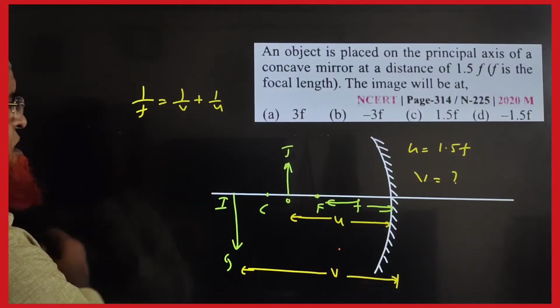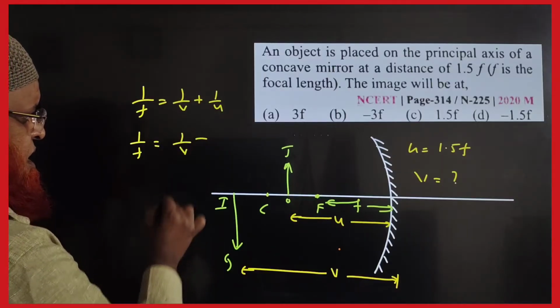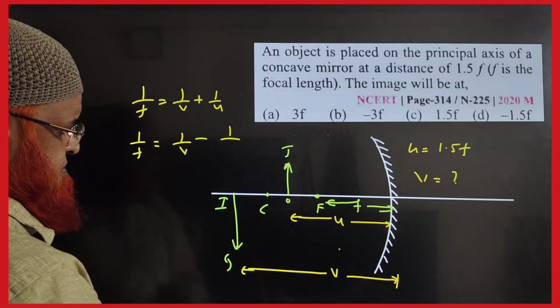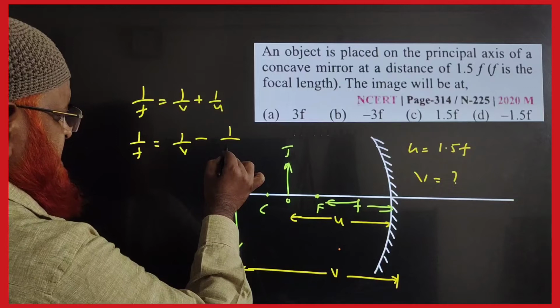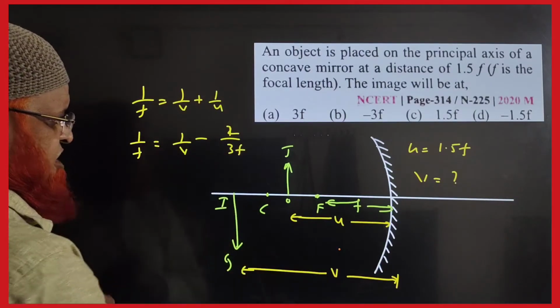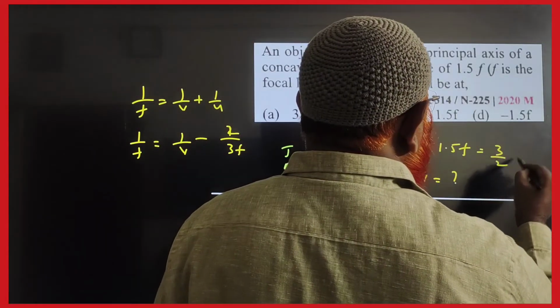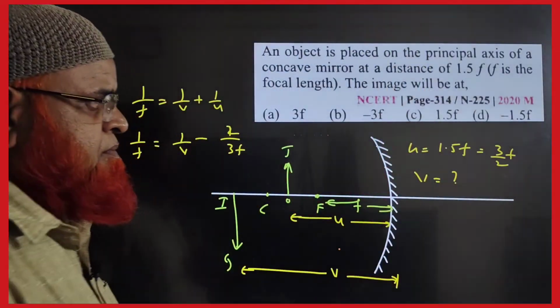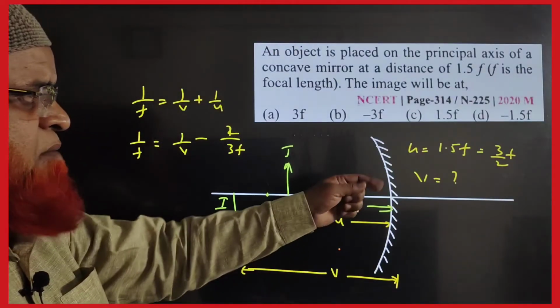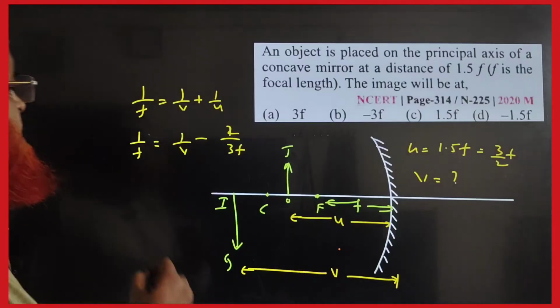Now what are you going to do? It's a lengthy method. You'll follow 1 by f, you'll take 1 by v, you'll take u as how much? 1.5 f. The easy method is you can take it as 3 by 2, 3f by 2. Can you write this as 3 by 2 f? Yes. So 1.5 can be written as 3 by 2 f. So I have taken 3 by 2 f now. Is it? Yes.